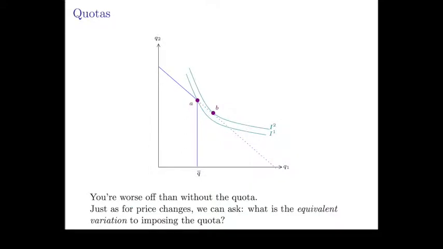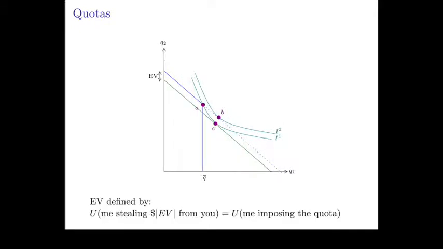Just like with a price change, we can ask, what is the equivalent variation of imposing this quota? How much money would the consumer be willing to pay to avoid the quota? If we want to find the equivalent variation, remember what we're going to do is take away EV dollars. Remember that we fixed the price of good 2 to be 1, and the price of good 1 is also 1. So the slope of the budget line is not going to change, and the vertical distance between the budget lines is going to be EV.